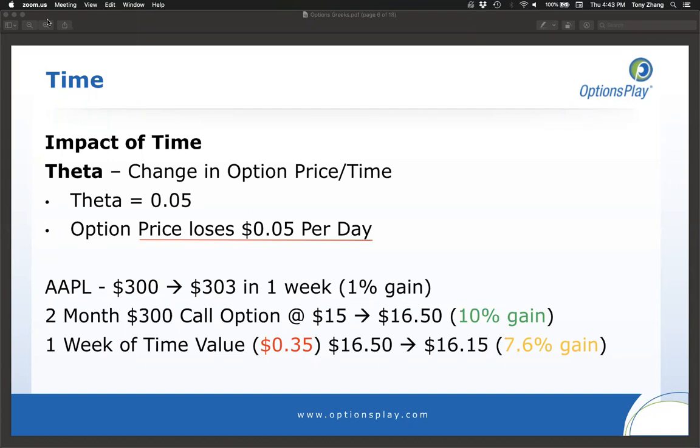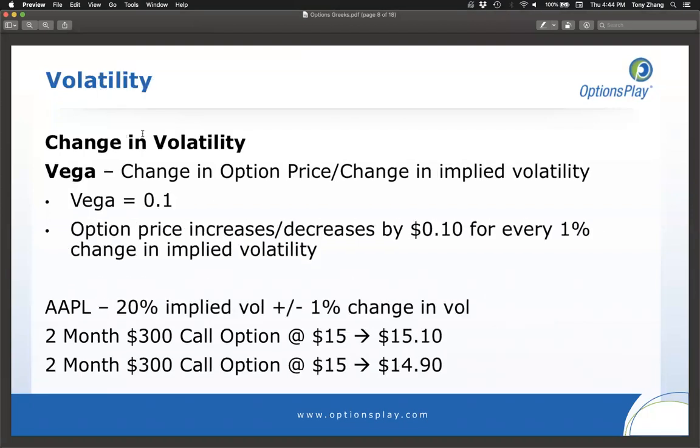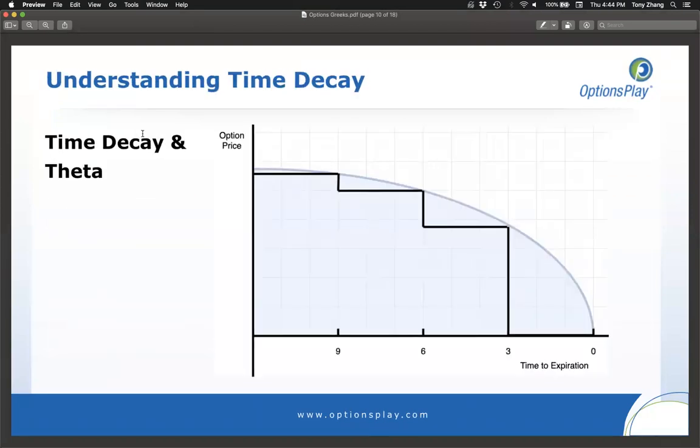Now, this actually does not do Theta a lot of justice, in my opinion, because Theta, like delta, also changes as time goes on. So delta will change as the price of the stock moves higher and lower. Theta will also change as you approach expiration. Now, the question is, how does it change? And the answer is theta accelerates. It actually gets faster as you get closer to expiration.